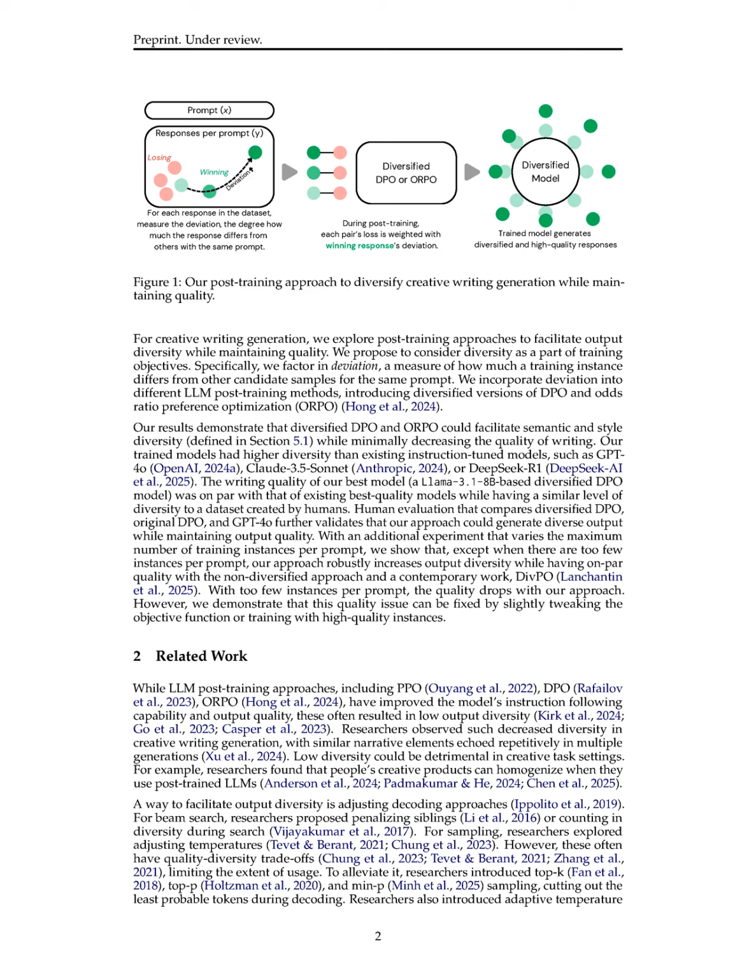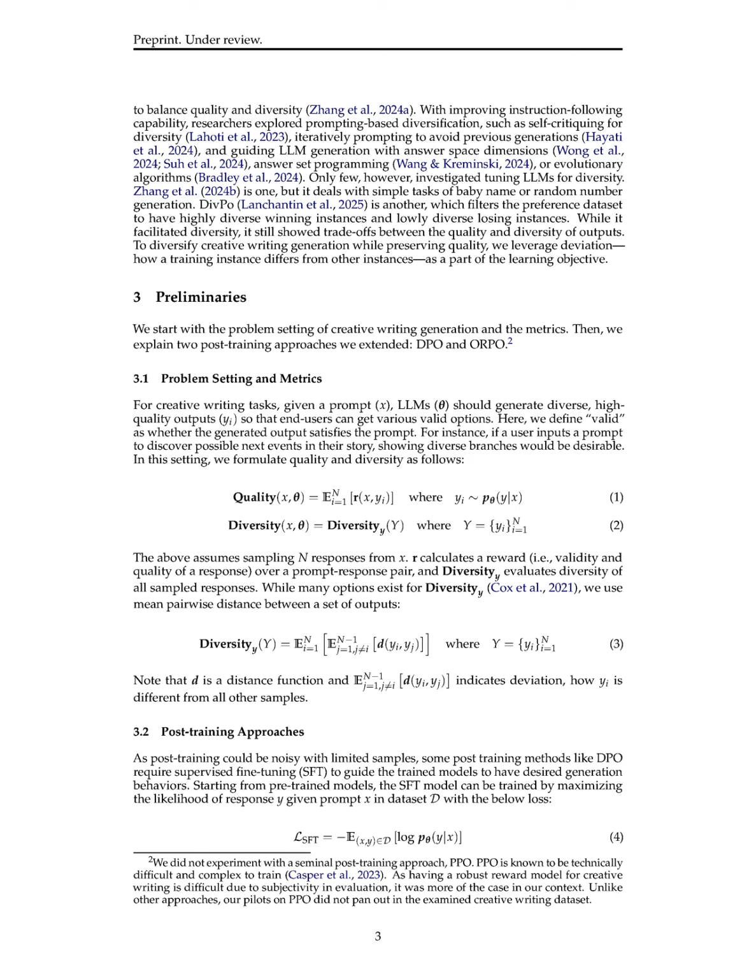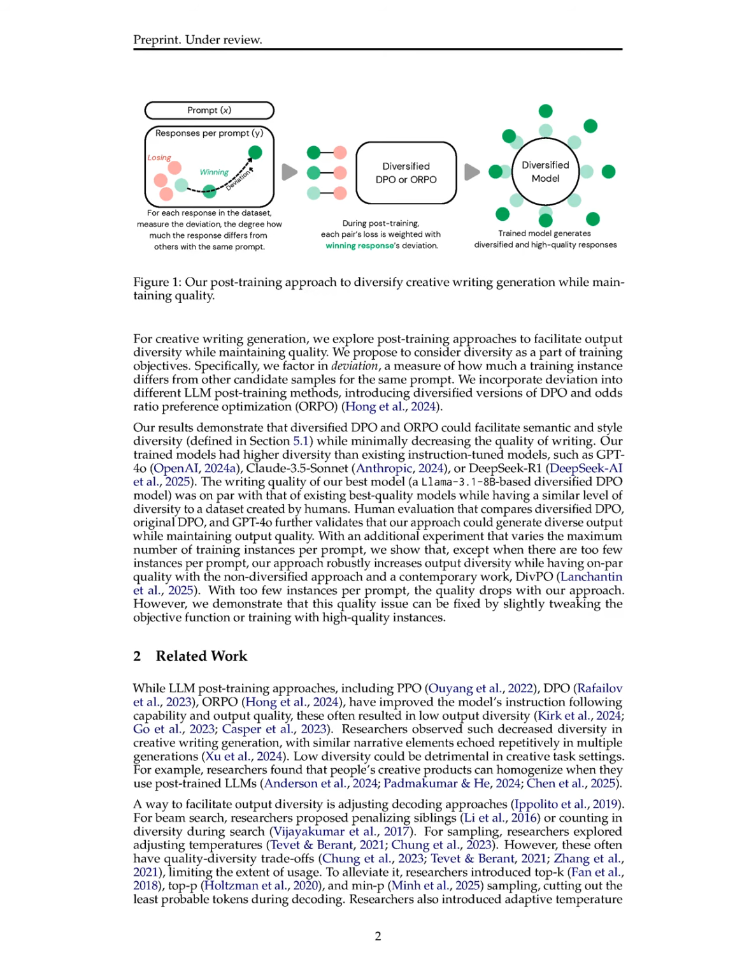By incorporating deviation into the training objectives of post-training methods like diversified direct preference optimization, DDPO, and odds ratio preference optimization, DORPO, we facilitate both semantic and stylistic diversity while maintaining high writing quality. This approach ensures that the generated outputs are not only varied but also relevant and engaging, which is essential for creative tasks where unique perspectives and ideas are valued. Ultimately, our method promotes a balance between quality and diversity, addressing a significant limitation observed in existing instruction-tuned models.